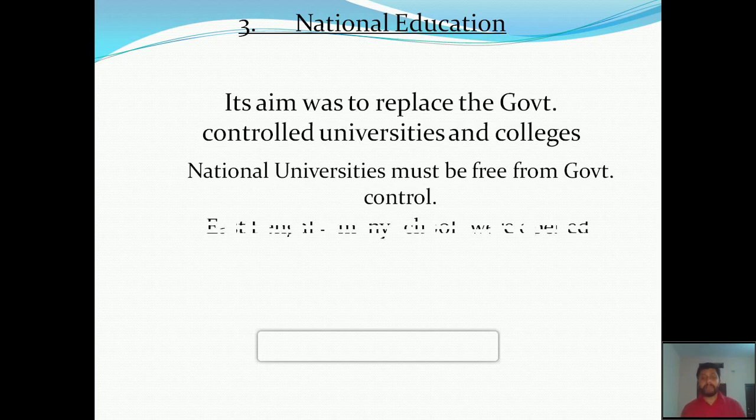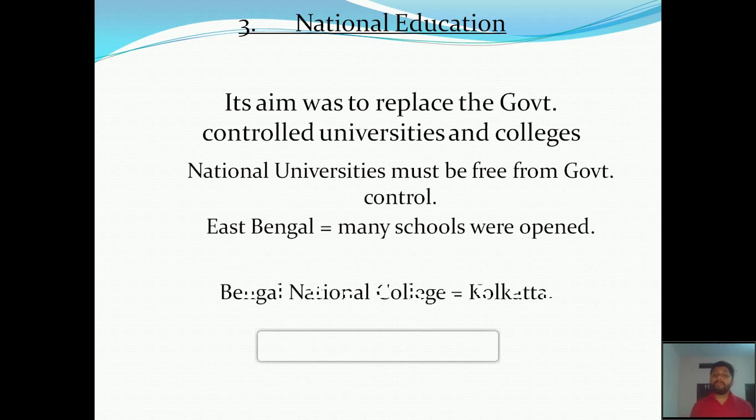And again, a number of schools started to be established in different parts of the country, especially in East Bengal. We have already seen Bengal was a center of nationalism. So a number of schools were opened in different parts of East Bengal. And a number of colleges were upgraded to national universities, which were free from the rules and regulations of the government. So these were some of the important impacts of national education. In other words, it can be said that national education helped to change the ideologies of the people, especially youngsters.